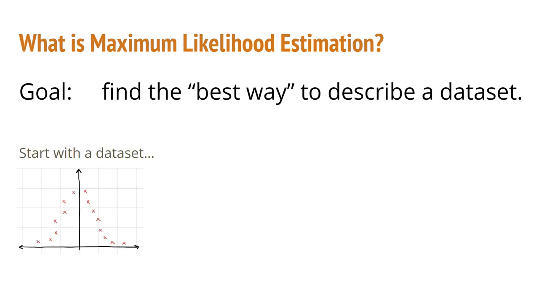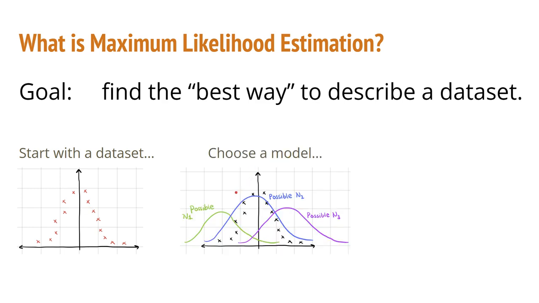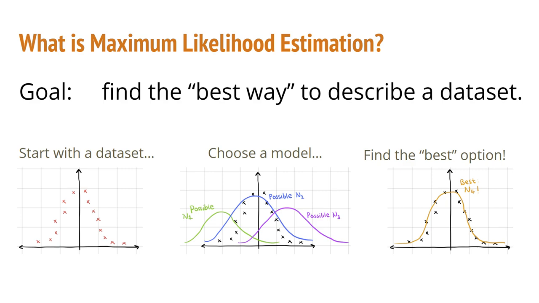Let's say we start with a dataset, it's just a bunch of points, and we choose a model to describe this dataset. We could choose a normal distribution, but we could also choose a Poisson distribution or a Bernoulli distribution. It's really just an informed decision, but the point is we have different options, like this green, purple, and blue one. You'll notice that some of these options aren't very good, like the green and the purple one. They don't really fit the data. And that's the point of MLE. We want to find the best option, the best fit.